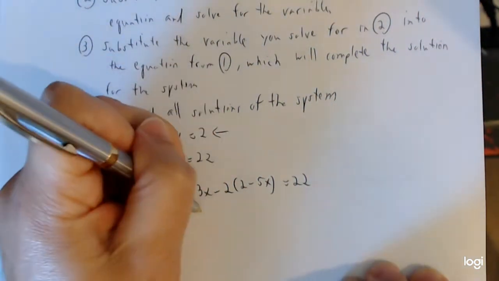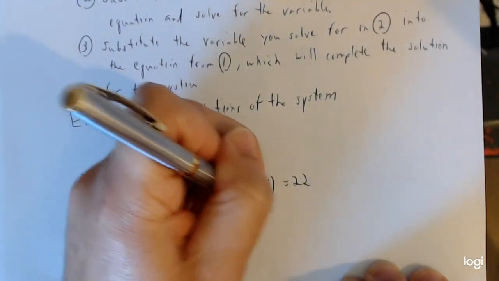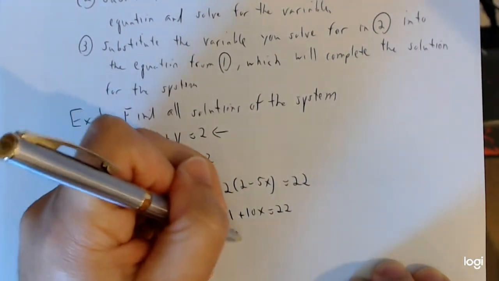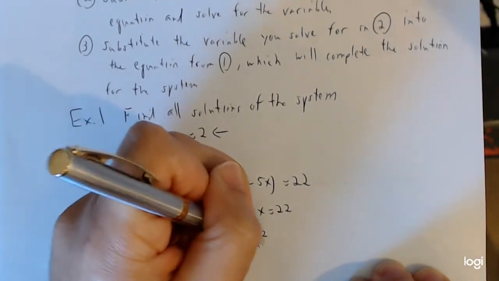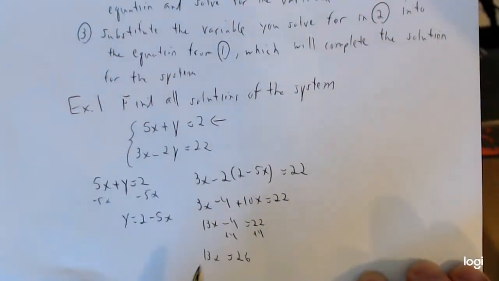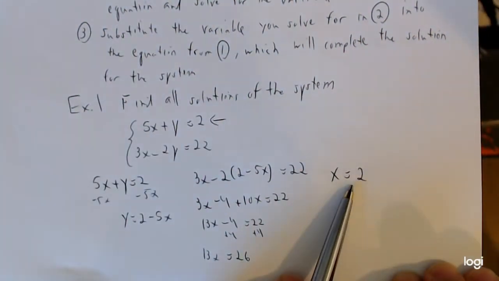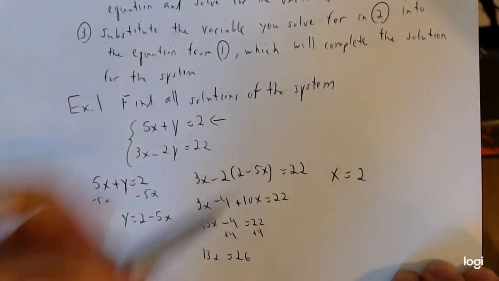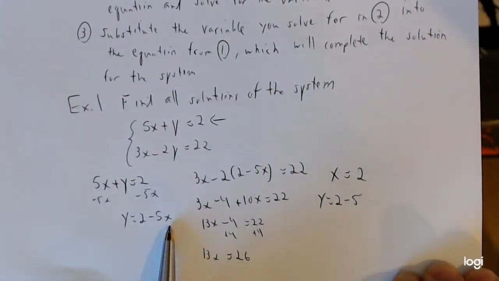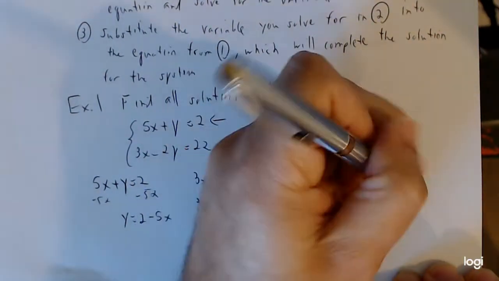Once I solve for x, if I distribute, I get 3x minus 4 plus 10x equals 22. Then we see that 3x plus 10x is 13x minus 4 equals 22. Add 4 to both sides. Then we get 13x equals 26. Divide both sides by 13, and we get x is equal to 2. And if x is 2, now how do I find y? I plug it in there. So I have y equals 2 minus 5 times x, as we found earlier, except x is now 2, so if I plug in 2 there, I get 2 minus 10, which is negative 8.